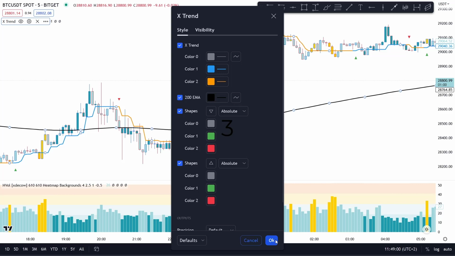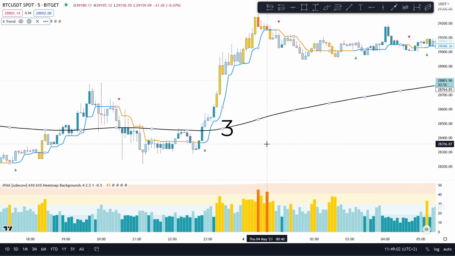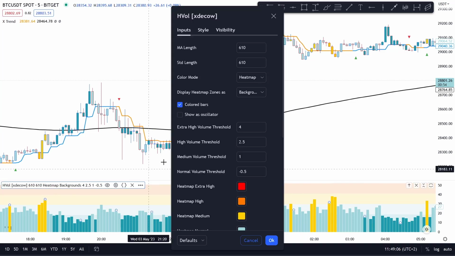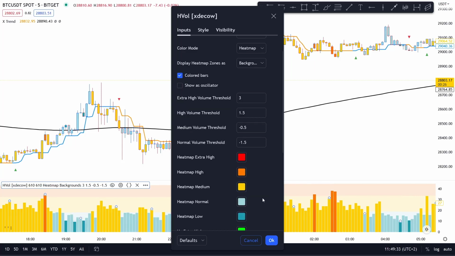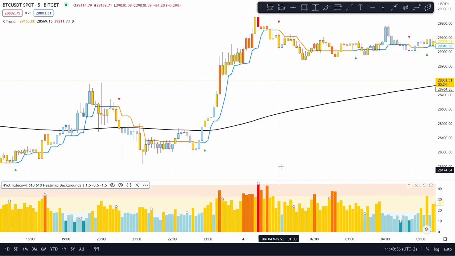Moving on, we'll access the settings of our Heatmap Volume indicator and adjust some values. We'll set the extra high volume threshold to 3, the high volume threshold to 1.5, the medium volume threshold to -0.5, and the normal volume threshold to -1.5. And with that, we're all set and fully prepared to execute this powerful trading technique.